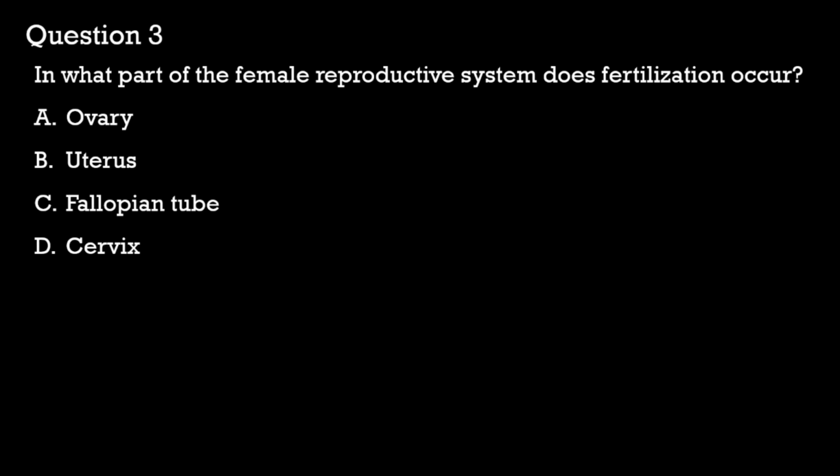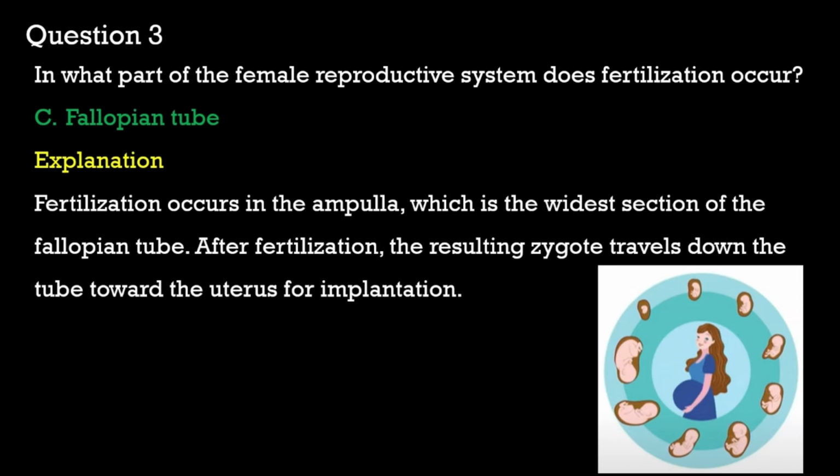Option C, fallopian tube, is where fertilization occurs, and fertilization is a union of the sperm and egg, and this usually occurs in the ampulla. It's also known as the widest section of the fallopian tube. Then, after fertilization, the resulting zygote travels down the tube towards the uterus for implantation. So, our answer here is option C.